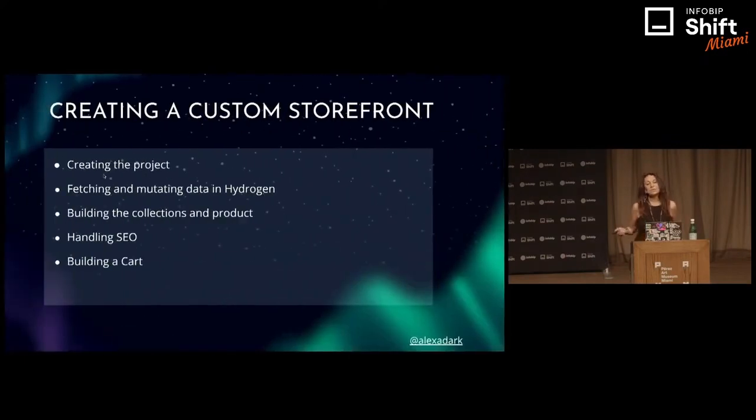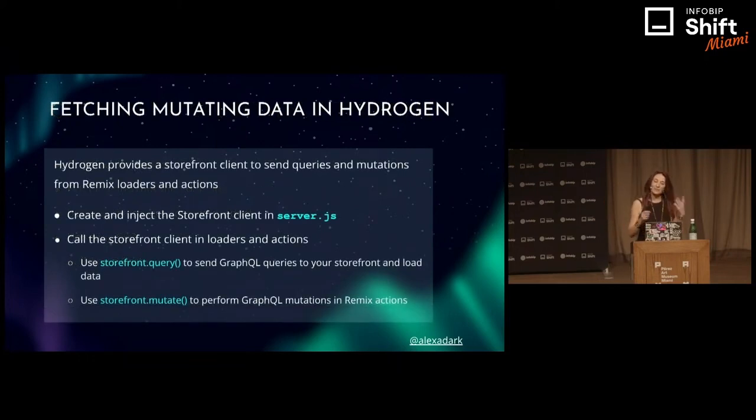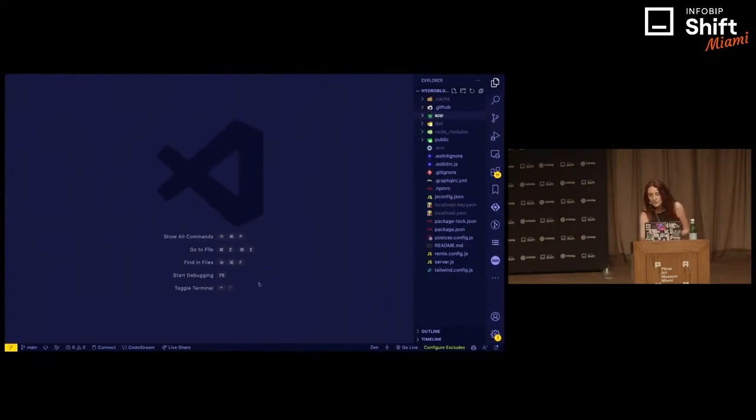We are going to see how to fetch and mutate data in Hydrogen, how to build the collection and product, how to handle SEO, and how to build a cart, and all that in 15 minutes. So first, how to fetch and mutate data in Hydrogen. Hydrogen provides a storefront client to send queries and mutations from Remix loaders and actions. For those who don't know, Remix is a full stack framework that leverages web standards, and you can use loaders to get data from the server and actions to send mutations to the server. This is how it works.